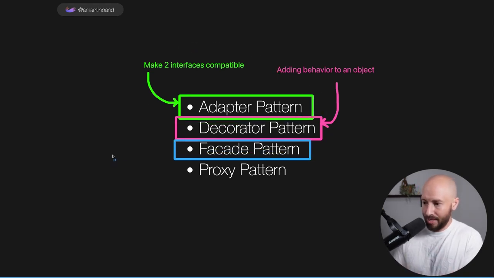The facade pattern is about taking an object where the underlying behavior is very complex or the interactions are very complex.